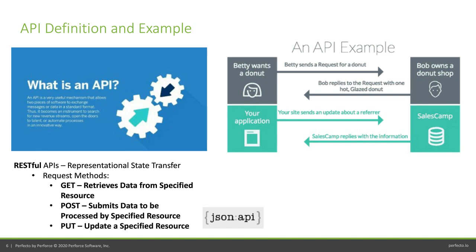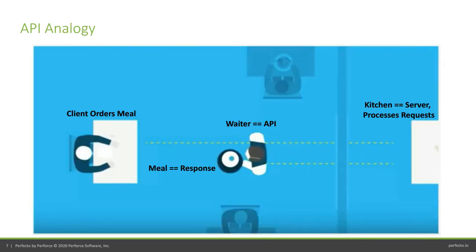If you want to make it even simpler than that, this is an API analogy that looks at a restaurant. A client will order some kind of a meal. The API in that case will be the waiter, who gets the request from the client and sends it back to the kitchen, which in our case is the server, returning the result or the response back to the client. So this is, in a very high-level and naive way, a way to look at an API.